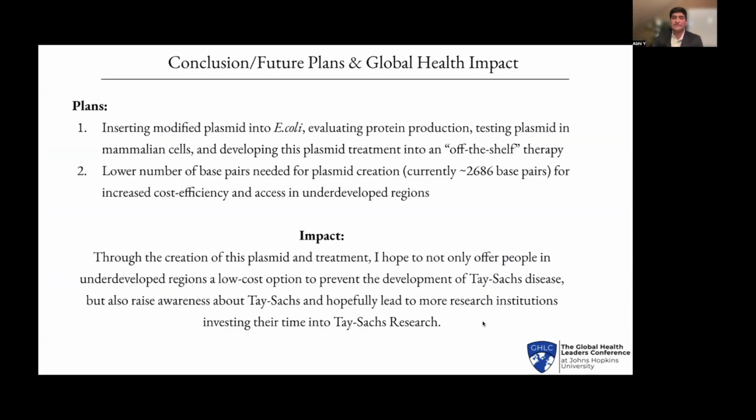So the future plans for this project is that I want to hopefully test on mammalian cell lines and create an off-the-shelf therapy, which is basically I want to be able to sell it to pharmaceutical stores and make it equally accessed across the world. I also want to lower the number of base pairs for the plasmid. There are almost around 2,600 base pairs. So I definitely want to lower the amount of base pairs in order to make it more cost efficient and more easily accessible in underdeveloped regions.